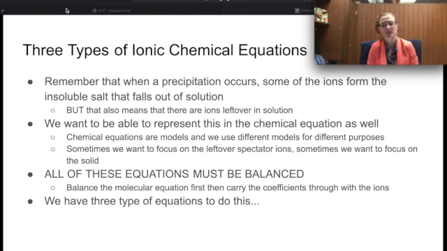One thing really before we move forward, and I feel like this is redundant and we have said this multiple times, but all of these equations must be balanced. So please make sure that you're carrying your coefficients through with the ions, and you're triple checking that your coefficient represents the number of atoms of each kind you have. So we have three types of equations, so let's check this out.